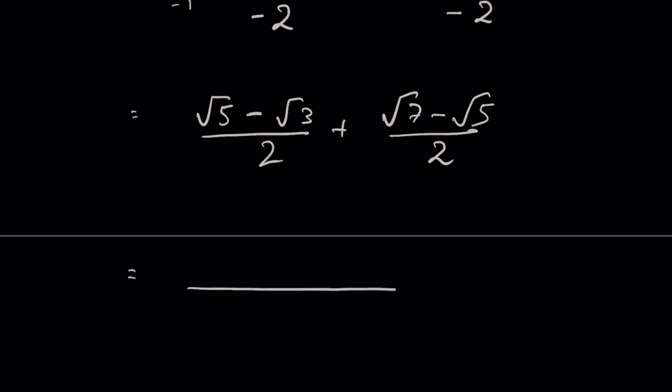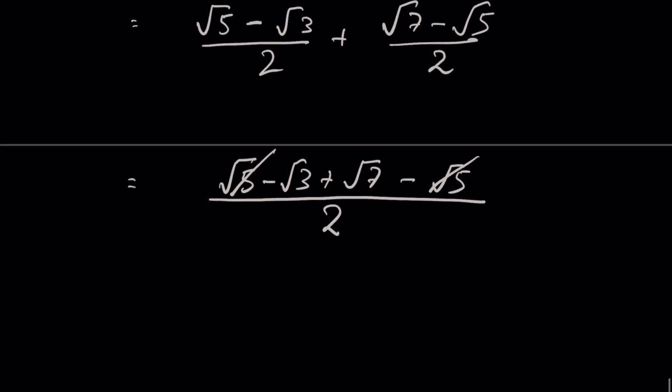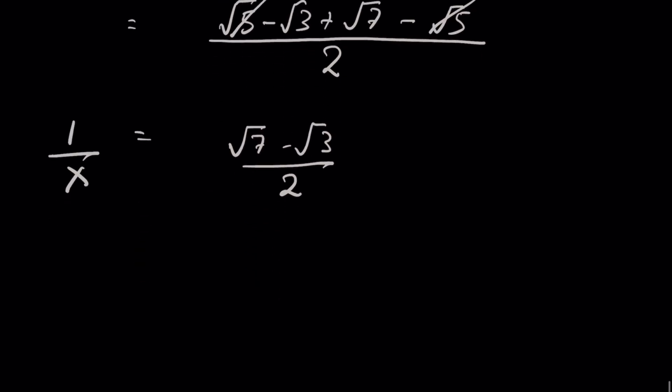Now take the LCM. So root 5 minus root 3 plus root 7 minus root 5. So square root of 5 and square root of 5 get cancelled. It is square root of 7 minus square root of 3 upon 2. So this is 1 upon x is equal to square root of 7 minus square root of 3 upon 2, or x will be 2 upon square root of 7 minus square root of 3.